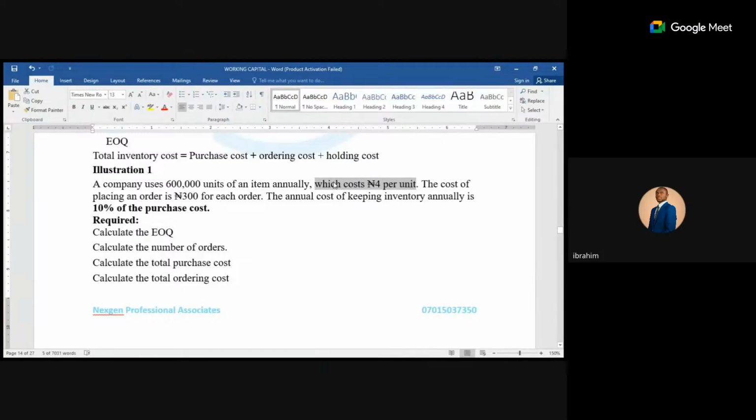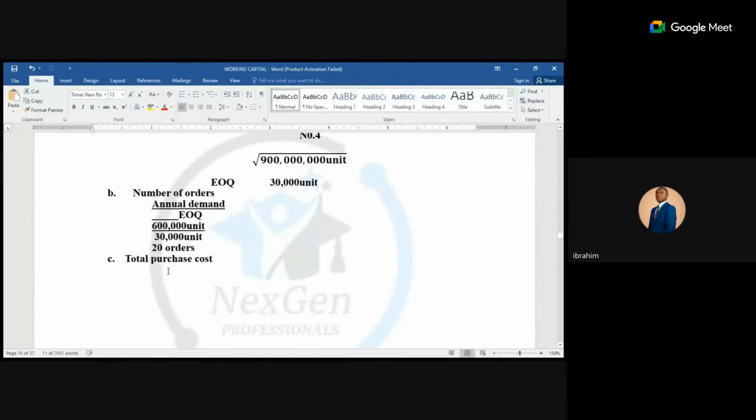Then we want to determine the total purchase cost. If you demand this annually, it will cost you 4 naira per unit. So the total purchase cost will be 4 naira per unit times 600 units. So therefore, 600 units times the purchase price, 4 naira per unit. What is the total purchase cost? 2.4 million. 2,400,000.